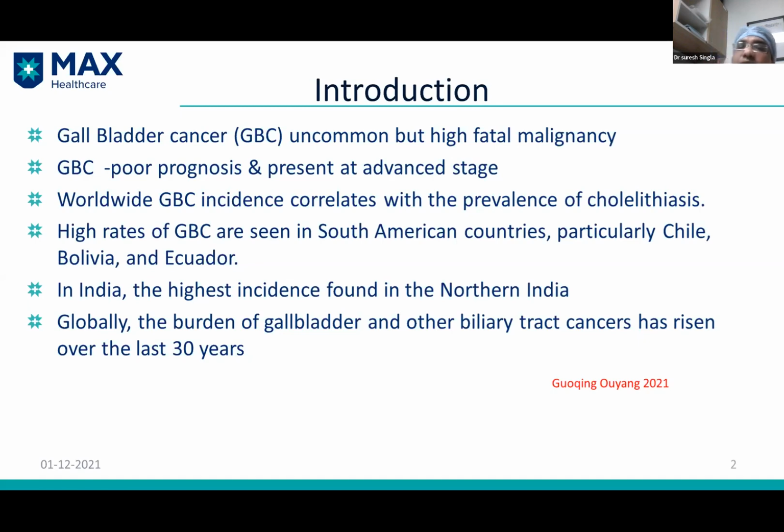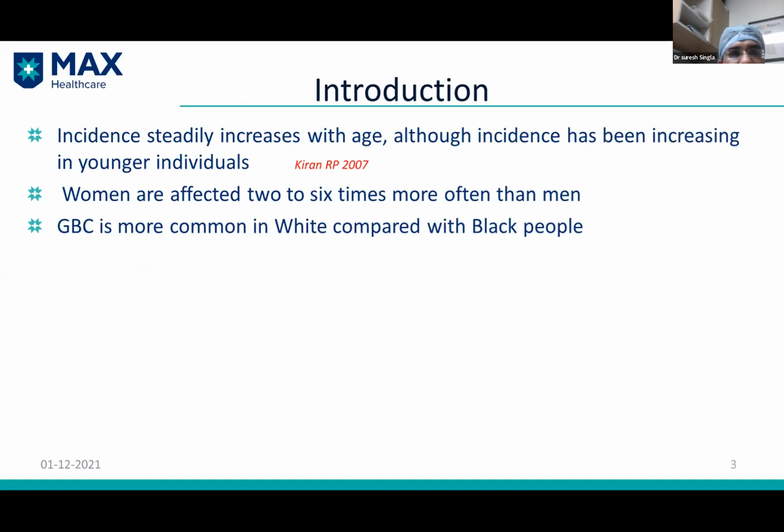Globally, the burden of biliary tract cancer has been increasing. Further, incidence of GBC steadily increases with age, but it has been found that incidence has also been increasing in the younger age group, and women are affected more than men. GBC is also more common in white as compared to black people, and Dr. B.K. Kapoor already discussed that it is more seen in Asian people.